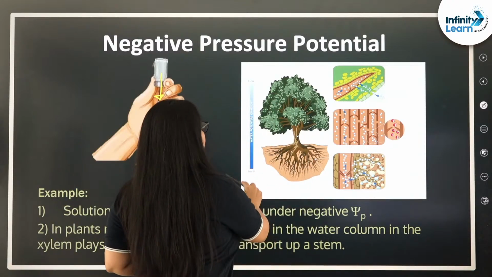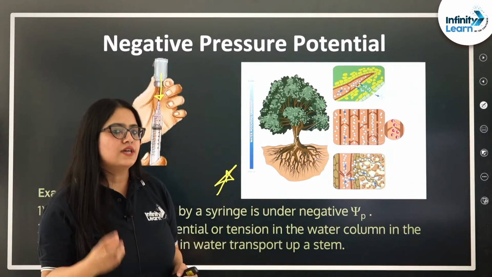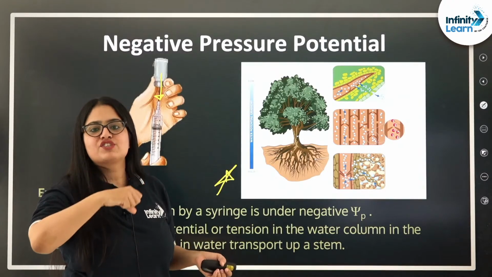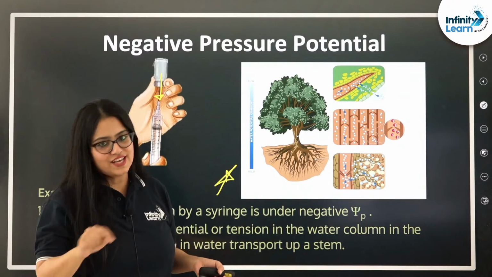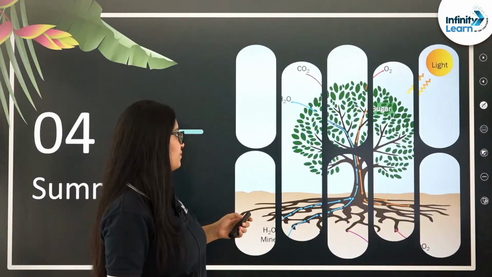And also remember, students, the water that is present in the dead cells of the xylem is often under negative pressure potential, which you also call tension, right? So these are a few examples of positive and negative pressure potential, students.